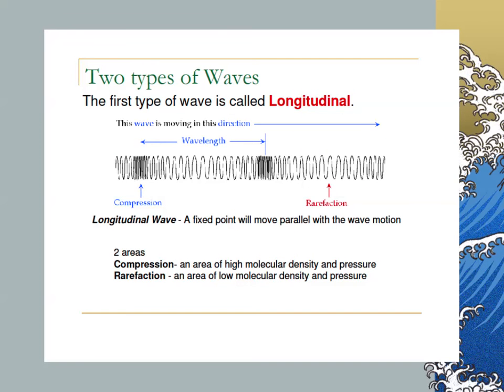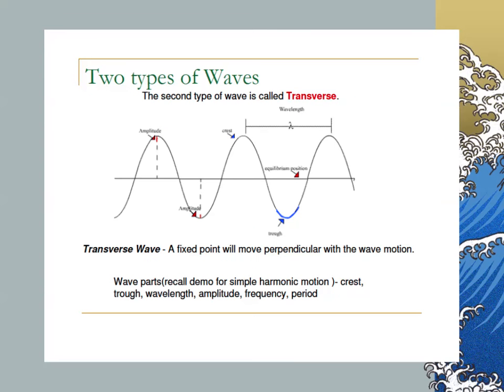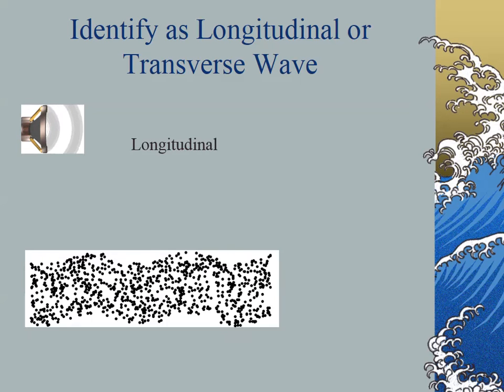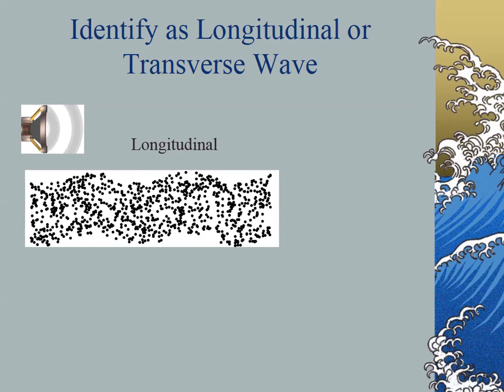Going back and reviewing one more time, the two types of waves: the longitudinal wave, another picture of it, the pieces of it, and then the transverse wave, again showing all the different points. It does show the equilibrium position on this one, just saying it's the middle. If we wanted to identify these, what type of wave would that be? 1, 2, 3, 4, 5. Longitudinal. Second one, what type of wave would this be? 1, 2, 3. It's transverse.